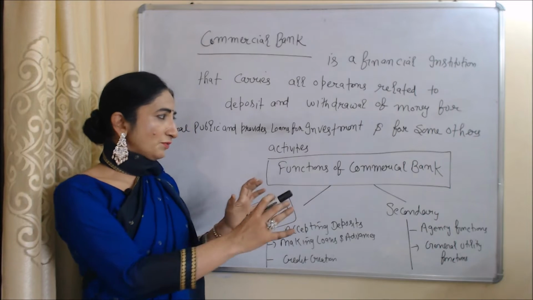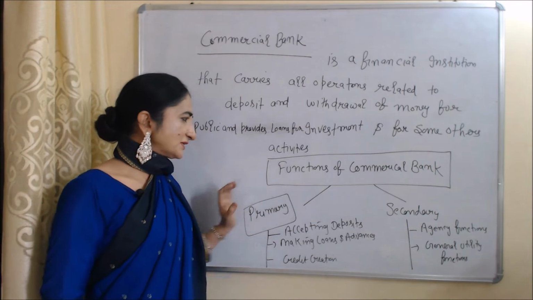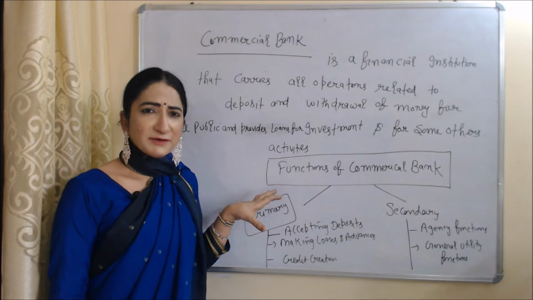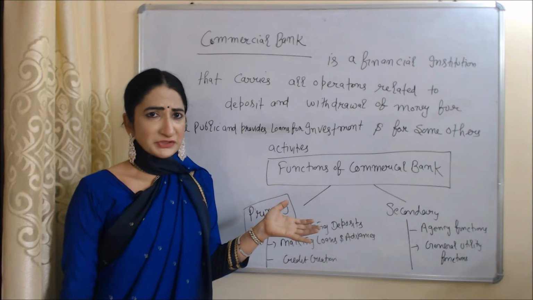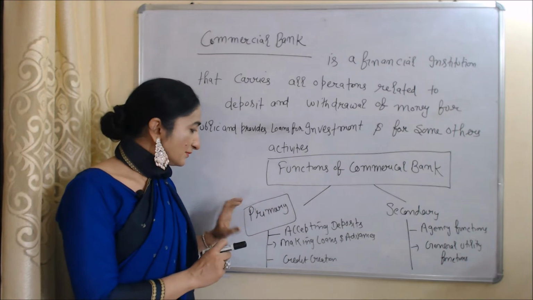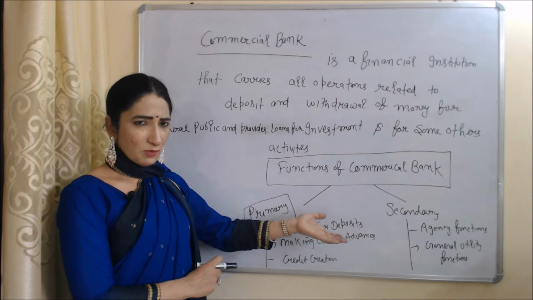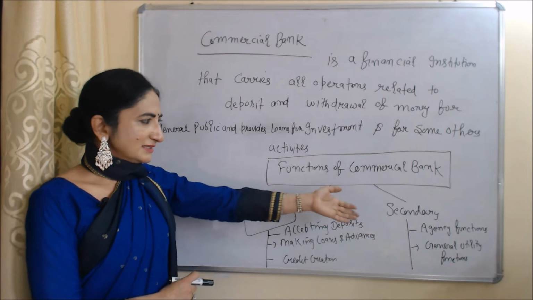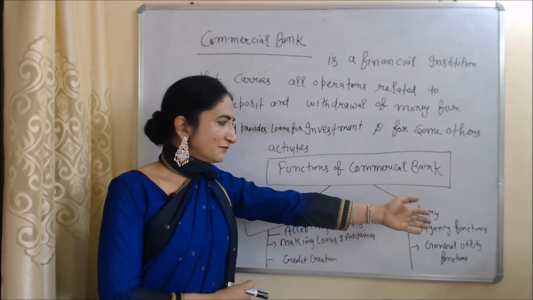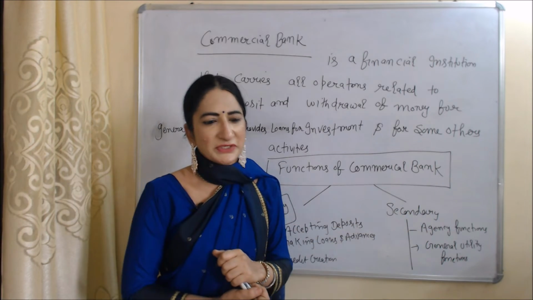And functions of commercial bank are basically divided into two parts: primary functions and secondary functions. Primary functions are main functions of commercial bank. Secondary functions are some extra functions of commercial bank. Primary functions include accepting deposits, making loans and advances, and credit creation. And secondary functions include agency functions and general utility functions. One by one we will discuss each.